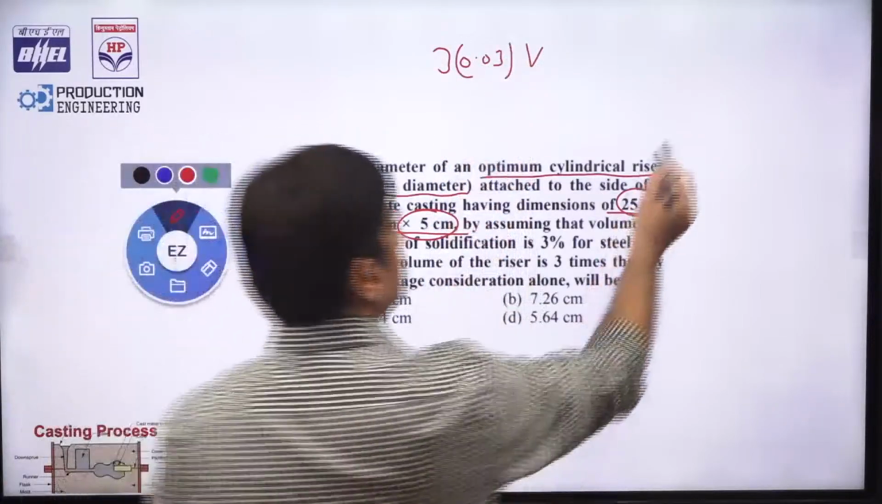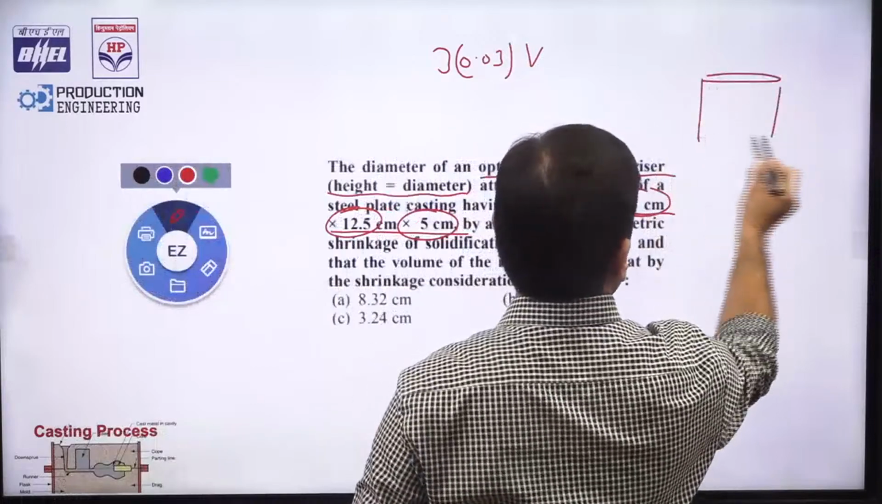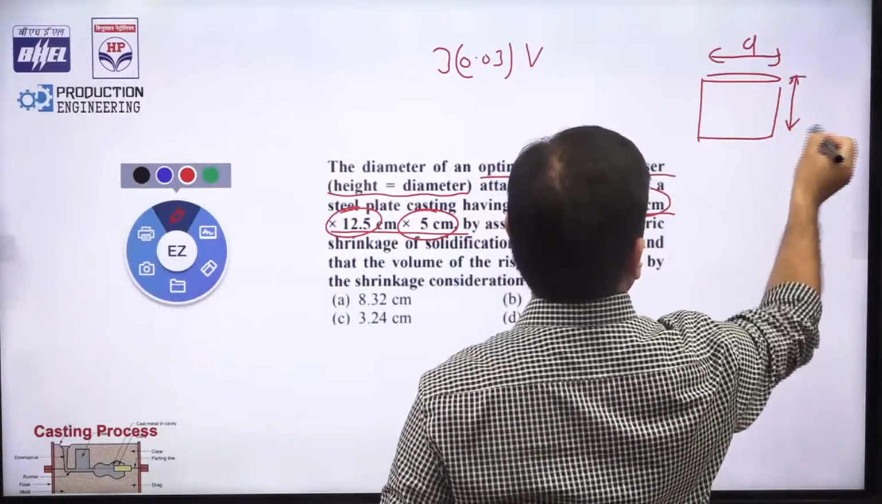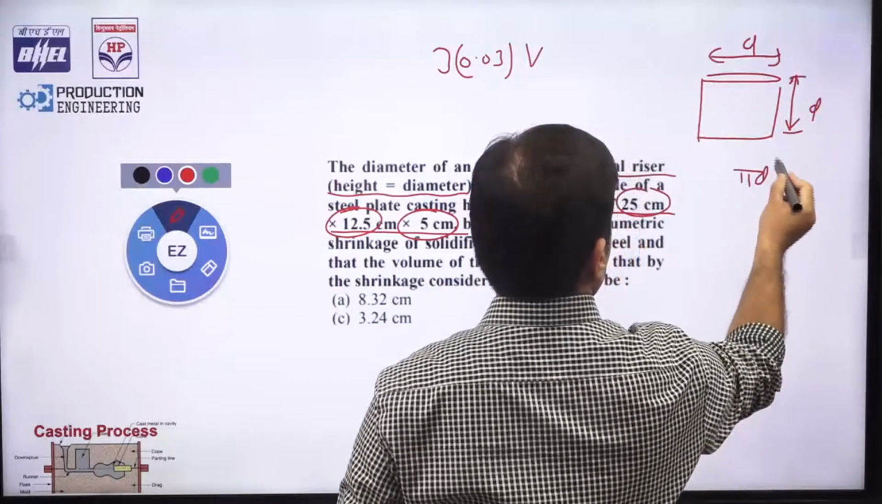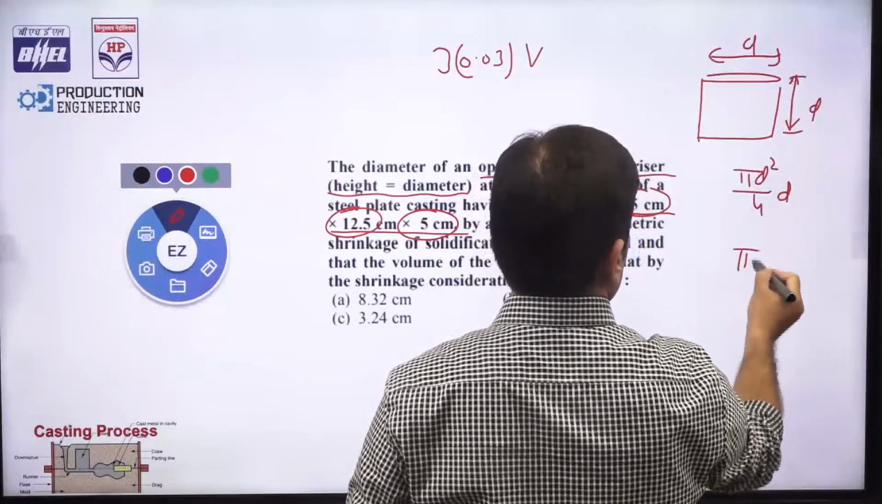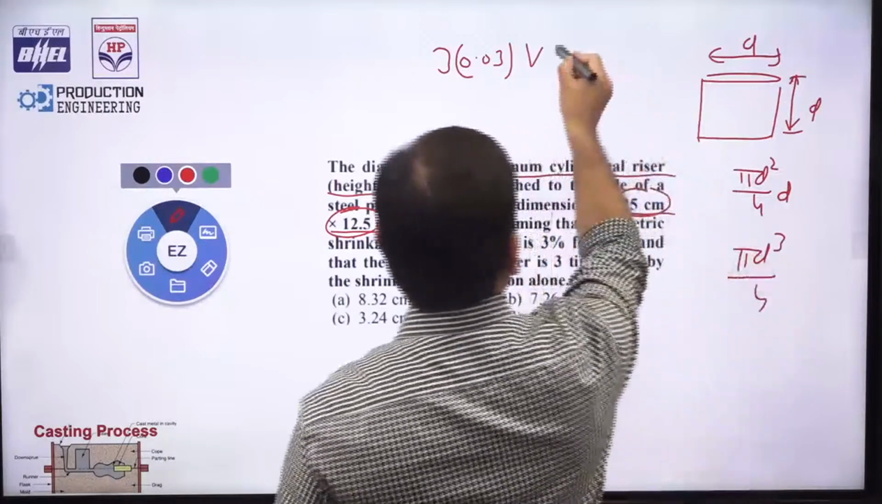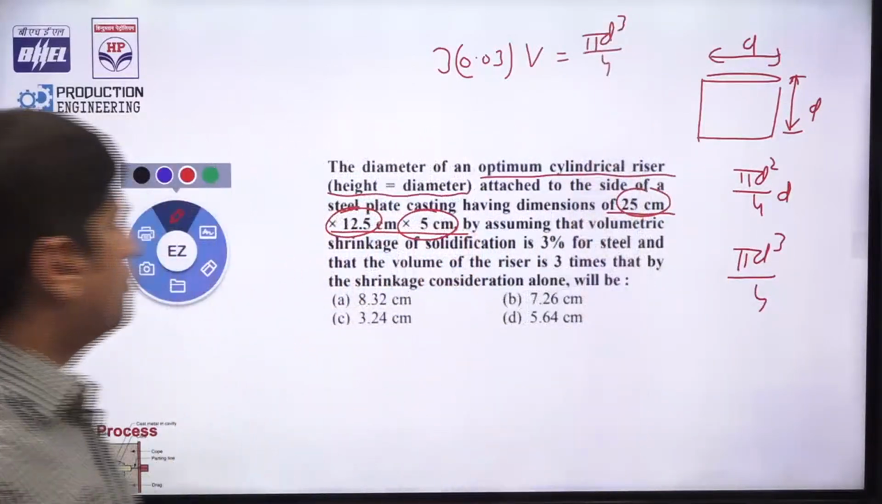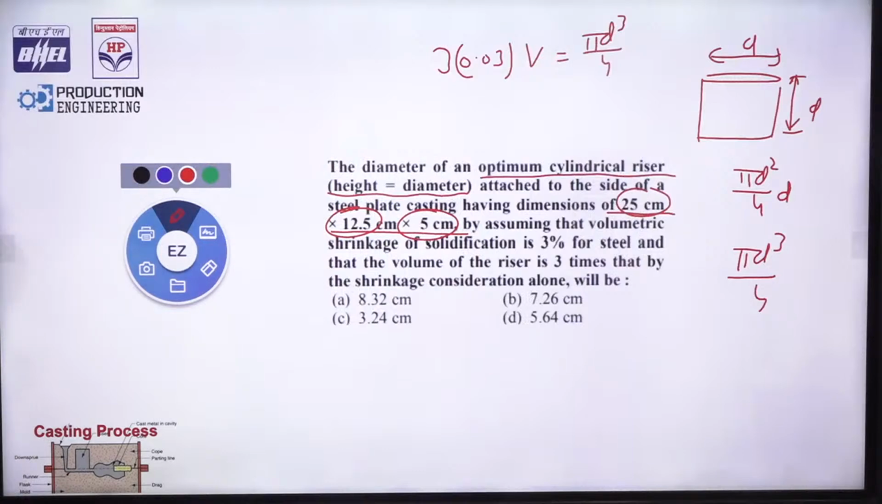And what is the shape of the riser? Sir, the shape of the riser is this. This is the diameter, this is the height, which is also equal to the diameter. So pi d square by 4 into height, which is d. So this is pi d cube by 4. From there, you want to calculate the diameter. That's it. This is a very simple question.